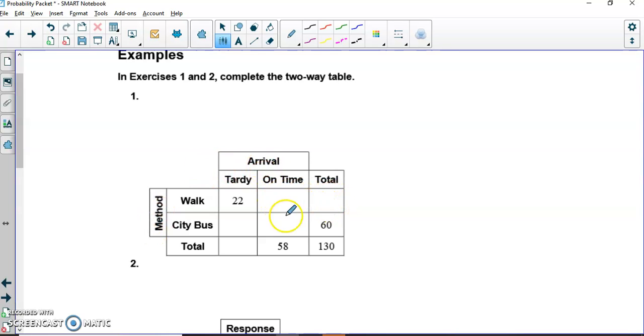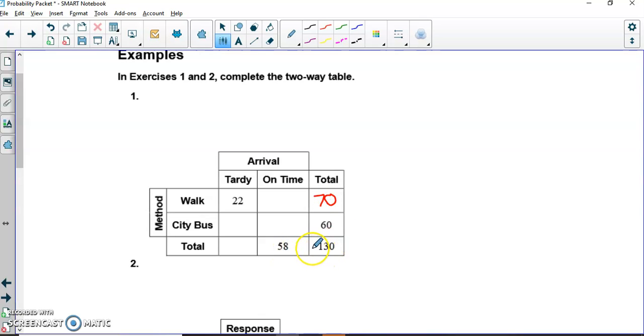So we basically have to figure out what numbers are missing. Well, basically the total, this plus this should equal this. And the total here, this plus this should equal this, okay? Down here is the total tardies plus the total on times equals the total. Over here, the total walkers plus the total bussers equals the total. So let's start here. If the total is 130 and part of it is 60, then this has to be a 70.